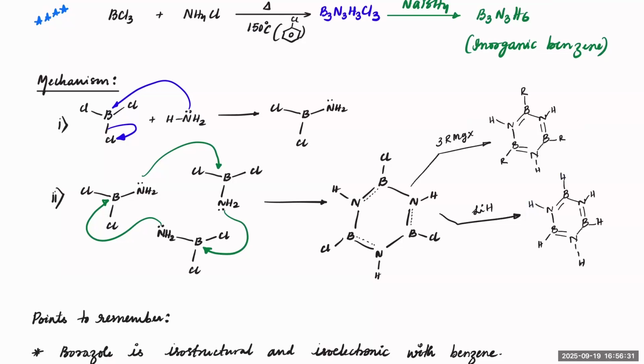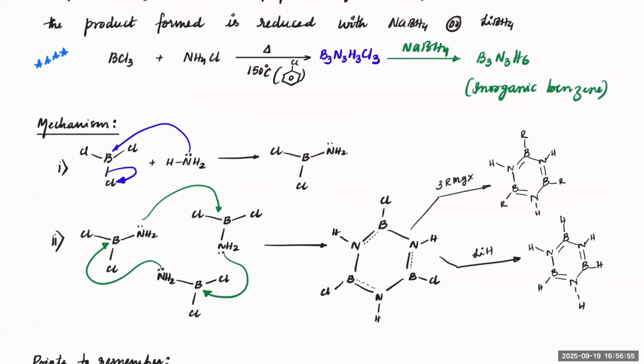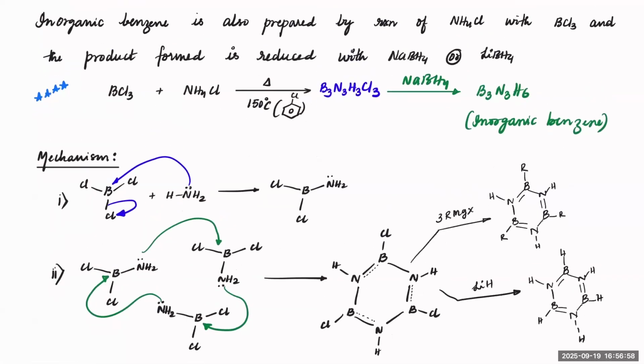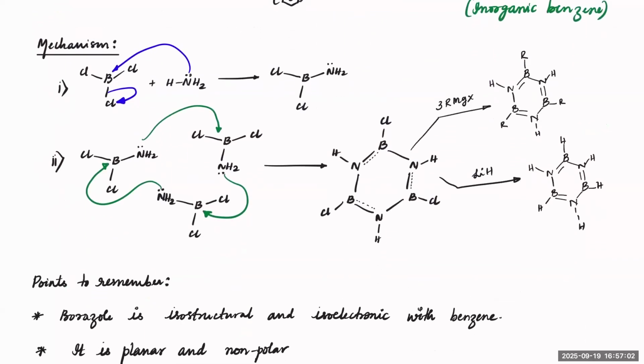And because the boron chlorine bond is present, what if I use 3 moles of Grignard's reagent? What will it do? R minus will come here, attack boron, and remove chlorine. So you will get an R substituted inorganic benzene. Clear? R substituted inorganic benzene. So these are typical reactions of borazole.